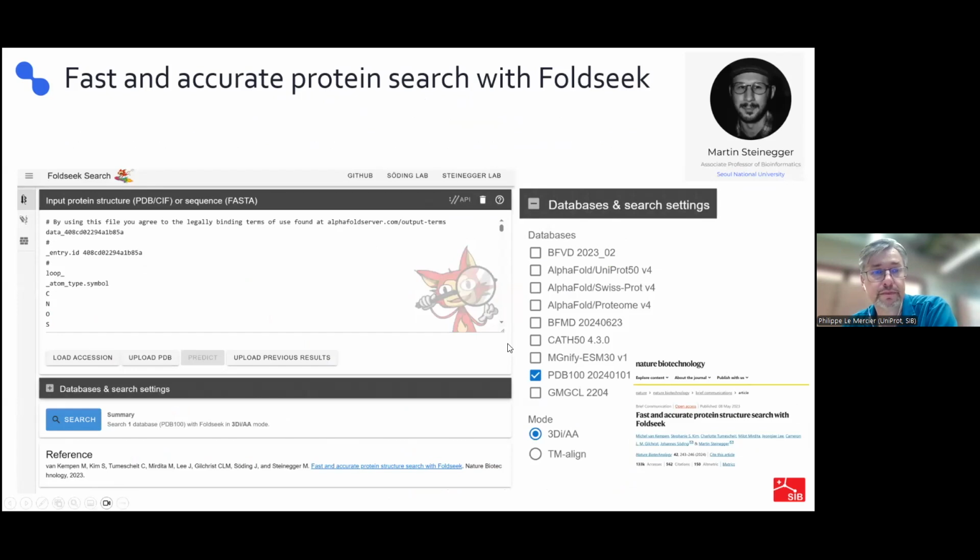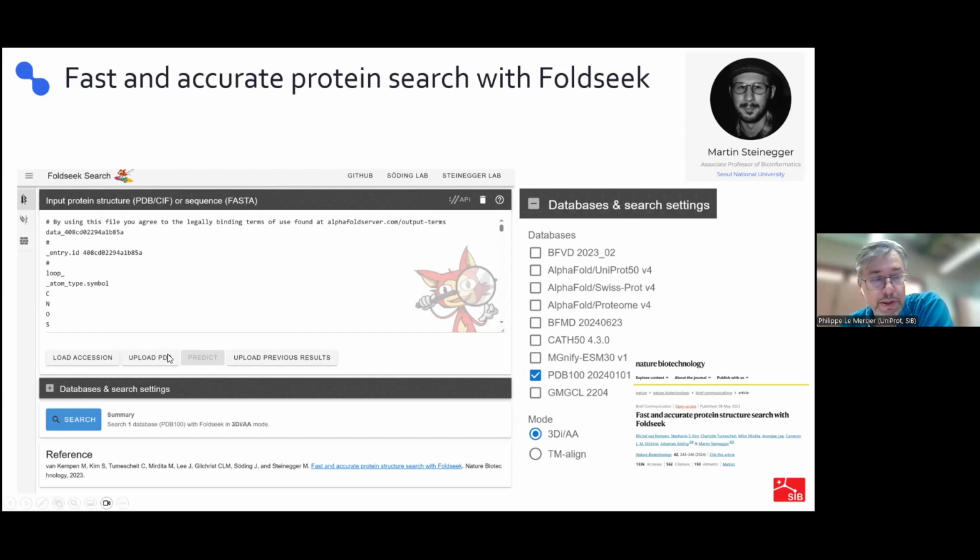So FoldSeek, I told you, is an extremely powerful tool developed in Martin Steinegger's lab at Seoul National University. This group is making a lot of new, groundbreaking, incredible stuff, and I'm pretty sure they will continue. So it's really important to know this name if you're going to work with model structures. There's a site for FoldSeek, and of course you can use FoldSeek by programming if you want. And there is also a web application you can use.